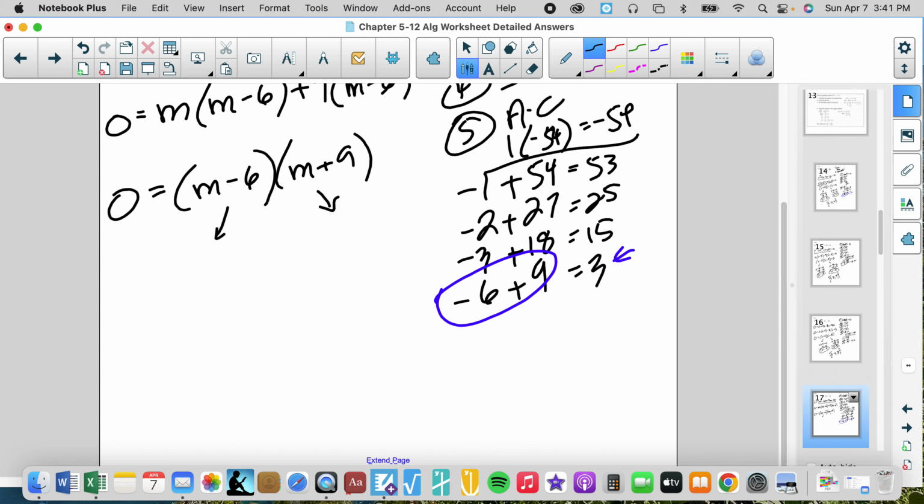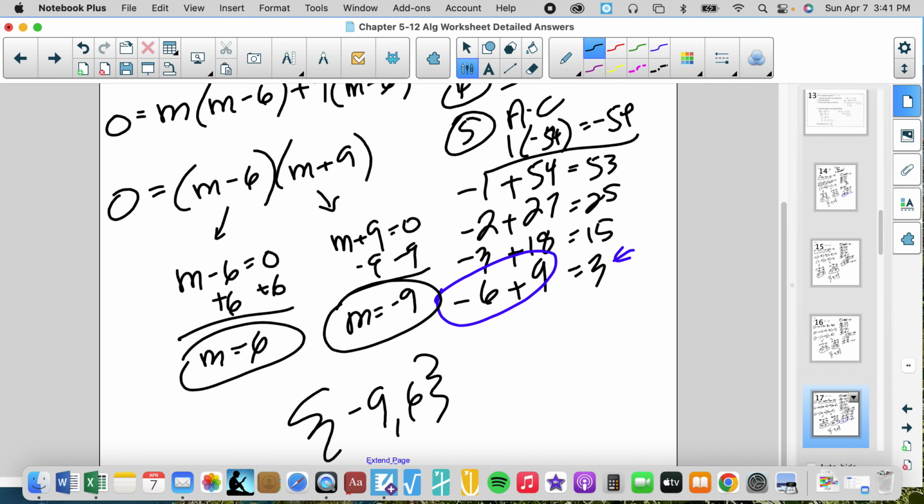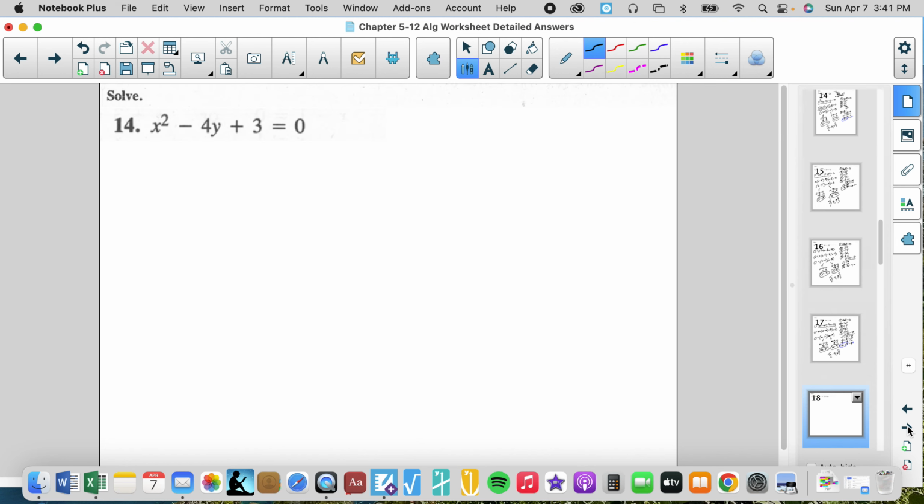We have a product equaling 0. M minus 6 is 0. M plus 9 equals 0. Add 6, m equals 6. Subtract 9, m equals negative 9. Those are my solutions. Numerical order, so everybody has the same answer.